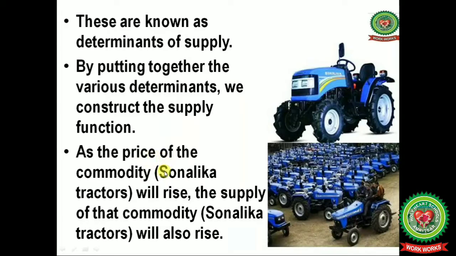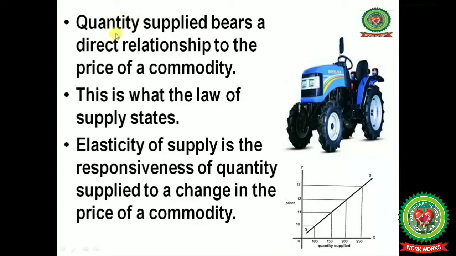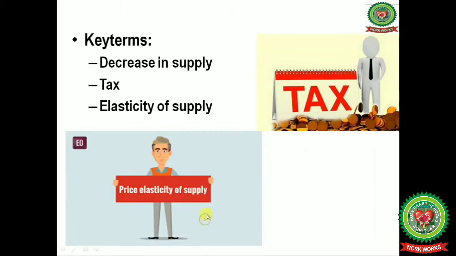As the price of the commodity, that is Sonalika tractors, will rise, the supply of that commodity will also rise. So the quantity supplied bears a direct relationship to the price of a commodity. As the price will increase, in the same way quantity supplied will also increase. So this is what the law of supply states. Elasticity of supply is the responsiveness of quantity supplied to a change in the price of a commodity.